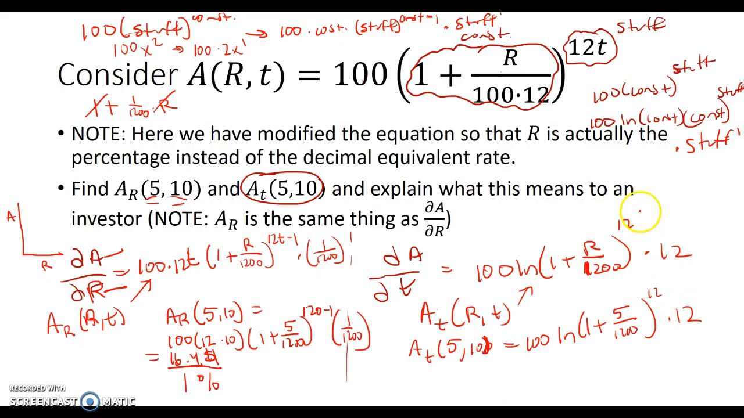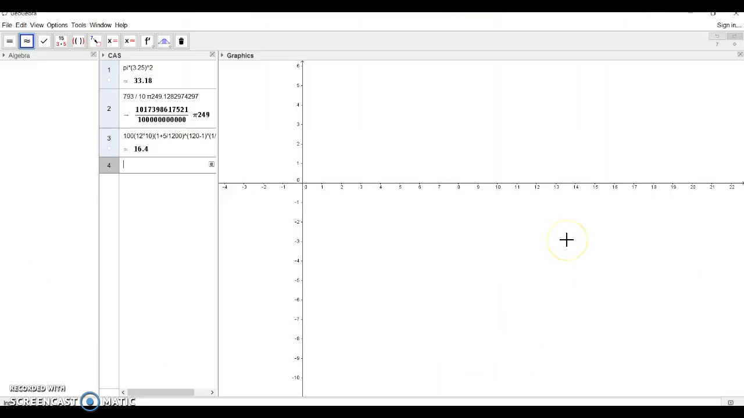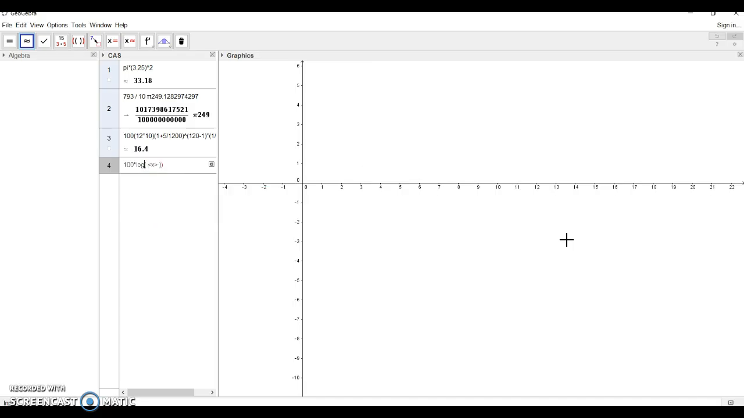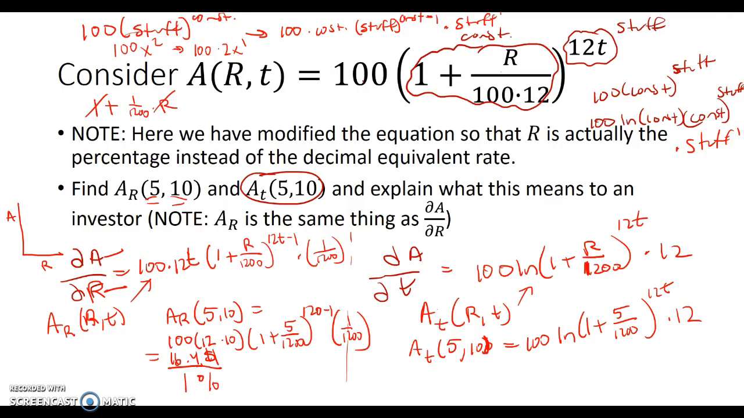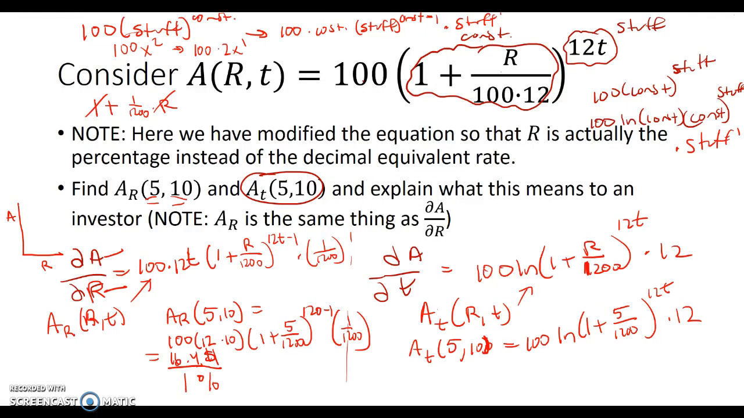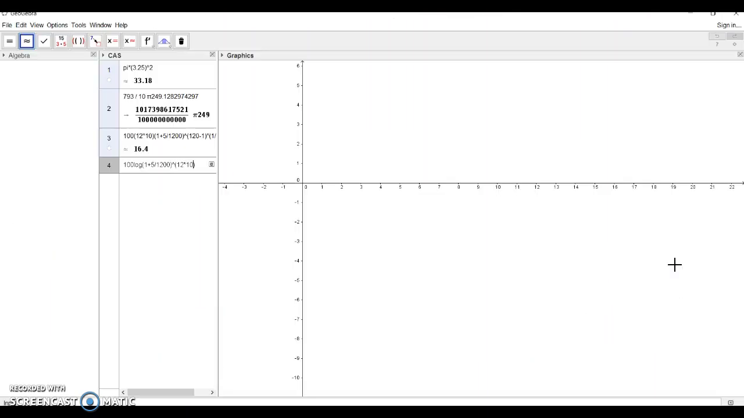Okay, excuse me, 12t. We forgot a t up here. 12t, because that's our stuff. And so now we can go back and calculate this. We can say 100. Now, in computing systems, a lot of times log is actually log base e. So in this computing system, I just need to type in log, and that's understood by the computer. That's the natural log, excuse me, 100 log of 1 plus 5 over 1200 to the 12 times t power, oh, and back here t was 10. So to the 12 times 10 power, all multiplied by 12.